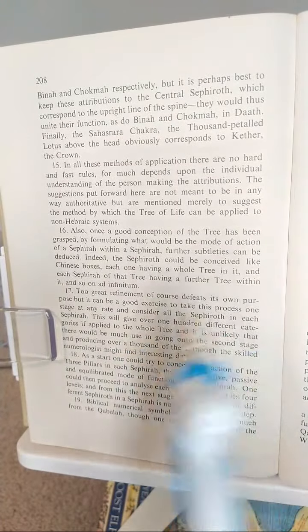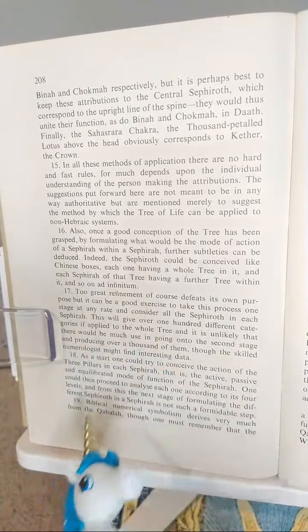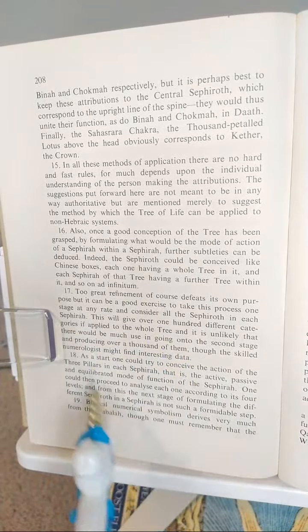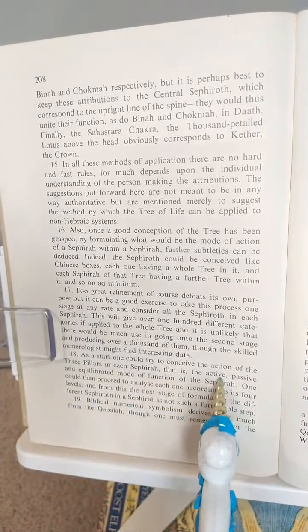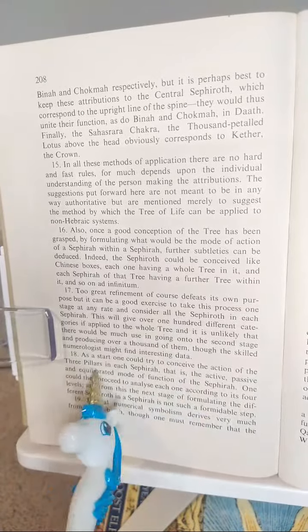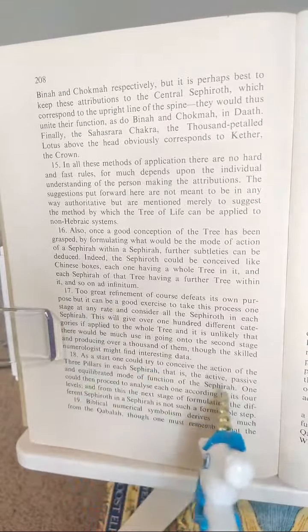So what he's saying here is you would visualize or contemplate one of the Sephirah, and then you would try to find the 3 gunas or the 3 pillars. You'd find the active aspect, the passive aspect, and the equilibrated aspect with each Sephirah. That's an easy way to start.